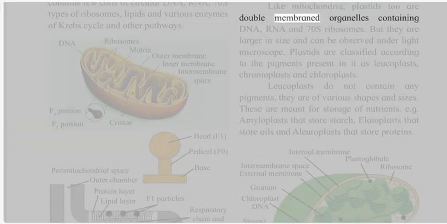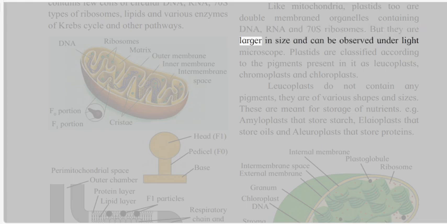10. Plastids. Like mitochondria, plastids too are double membrane organelles containing DNA, RNA and 70S ribosomes. But they are larger in size and can be observed under a light microscope. Plastids are classified according to the pigments present in them as leucoplasts, chromoplasts and chloroplasts. Leucoplasts do not contain any pigments and are of various shapes and sizes. These are meant for storage of nutrients, e.g. amyloplasts that store starch, elaioplasts that store oils and aleuroplasts that store proteins.